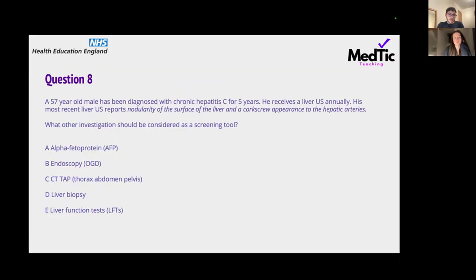Okay, so we move on to question 8. A 57-year-old male has been diagnosed with chronic hepatitis C for 5 years. He receives a liver ultrasound annually. His most recent liver ultrasound reports nodularity of the surface of the liver and a corkscrew appearance to the hepatic arteries.